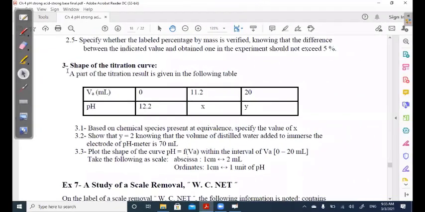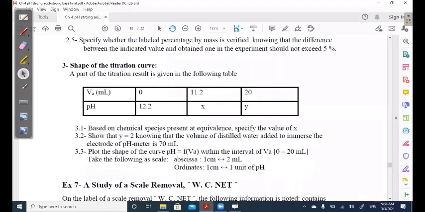Part 3 of exercise 6, shape of the titration curve. A part of the titration result is given in the following way. VA equal 0 milliliter, pH equal 12.2, then 12.2 is the initial pH. For volume of acid added equal to 11.2 milliliter, pH equal X, and for volume 20 milliliter, pH equal Y.